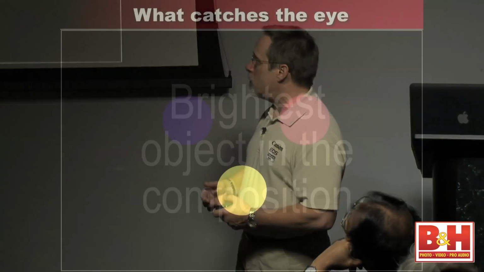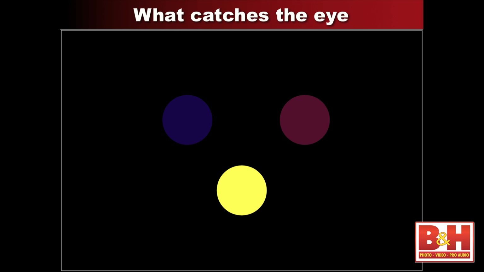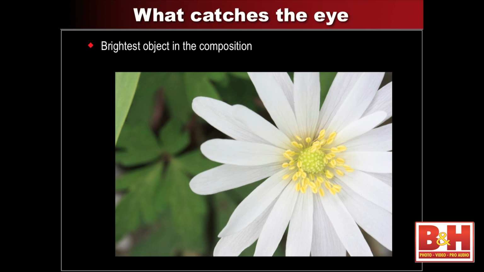The brightest object in there. So I've got three objects up here. And what are you looking at first? The yellow one. Yeah, it's the brightest one. So we tend to look at the brightest thing that's in the picture. So I'm looking for that.